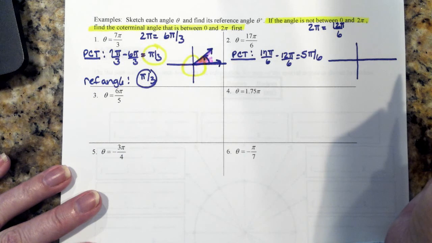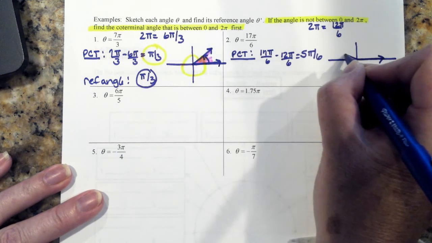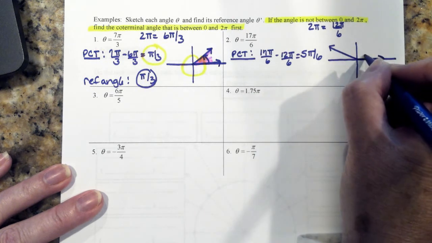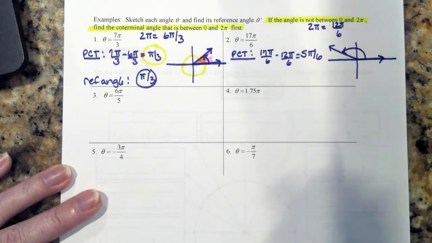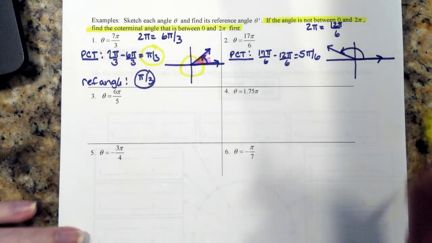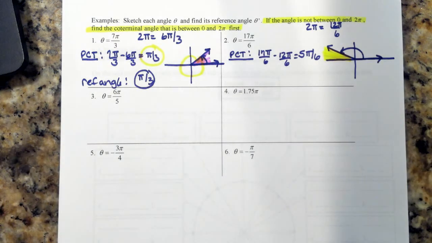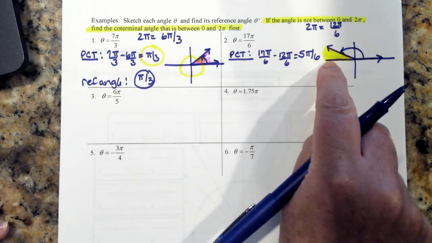So 5 pi over 6 is going to have that terminal side located over here in quadrant 2. So there's 5 pi over 6. Remember, the reference angle is the distance between the terminal side and the positive or negative x-axis. So this is the region that I'm trying to find.